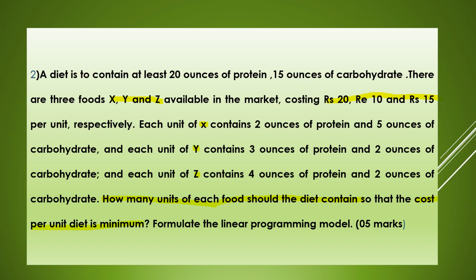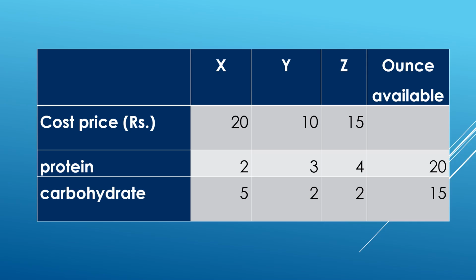Then the examiner asks you to formulate the linear programming model for 5 marks. So you know, in the linear programming model, there are 5 steps. For each step, you will get 1 mark each. In the exam, it's easy to understand if we put the whole statement into a table like this.